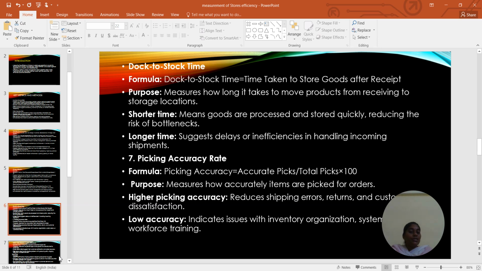And picking accuracy rate. Picking accuracy rate measures how accurately items are picked for orders, meaning how many orders we are getting and how many orders are accurately picked. High picking accuracy reduces shipping errors, returns and customer dissatisfaction. Low accuracy indicates issues of inventory organization, system problems as well as workforce training. It is calculated by accurate picks divided by total picks into 100.